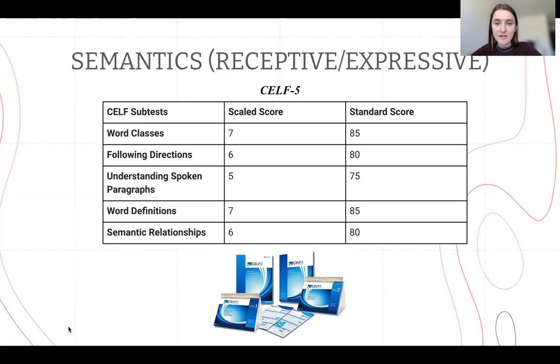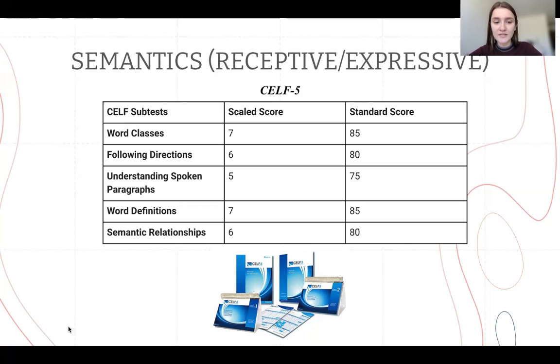And the student received a scaled score of 7 and a standard score of 85 on this subtest. And these scores fall within 2 standard deviations below the mean, which are listed as low average. The following directions subtest required him to understand and follow verbal directions that were given to him. These directions started small and then increased in their length and complexity throughout the test. He received a scaled score of 6 and a standard score of 80, as you can see, and those also fall within 2 standard deviations under the mean and are considered low average.